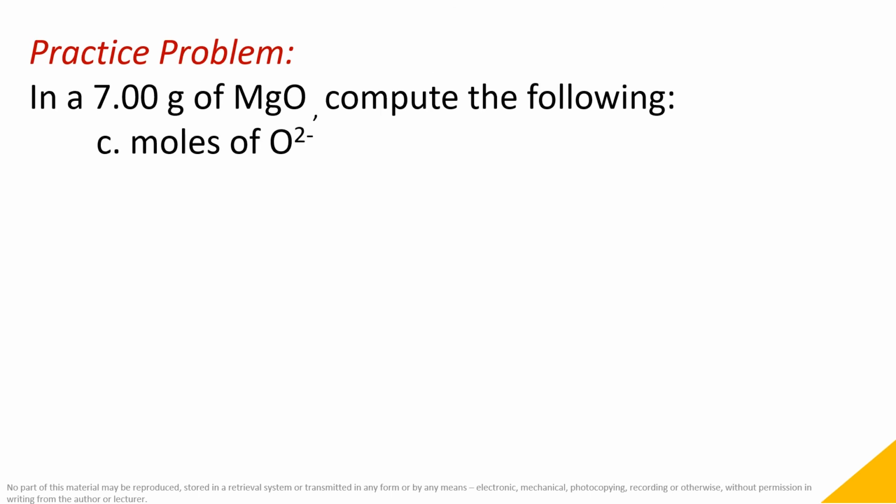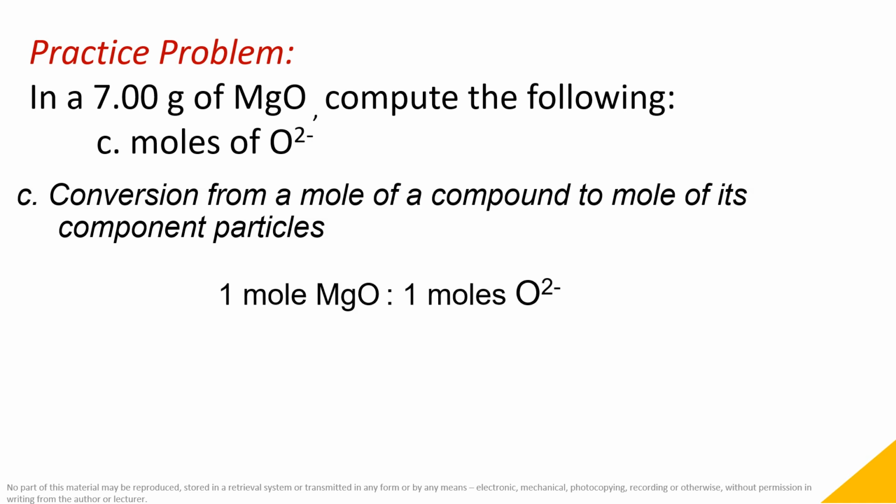Now let's move on to getting the number of moles of oxygen in every 7-gram sample of magnesium oxide. Again, we're going to get the conversion from a mole of a compound to its component particles. Again, the component particles are the elements that made up the compound. And here we have in every 1 mole of magnesium oxide, there is 1 mole of oxygen. And now we compute.